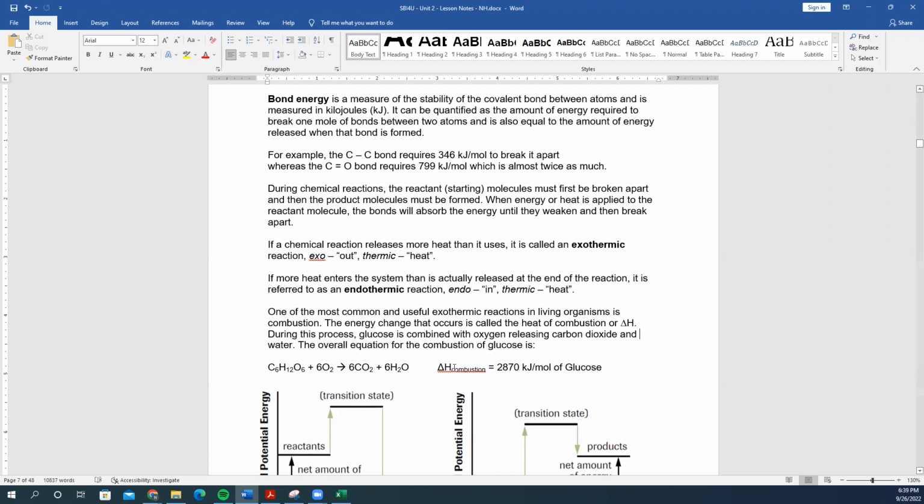And one of the very most common and useful exothermic reactions taking place in living organisms that we have already touched on a number of times, and I hope you guys will remember that this reaction is very important, and make sure you understand it well, you know it well, is combustion. And in this case, it's the combustion of glucose.